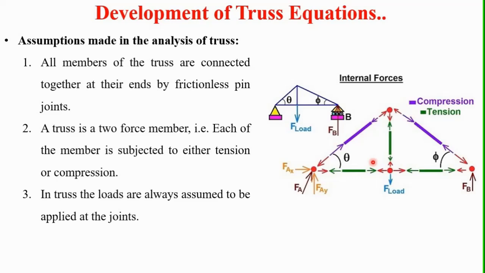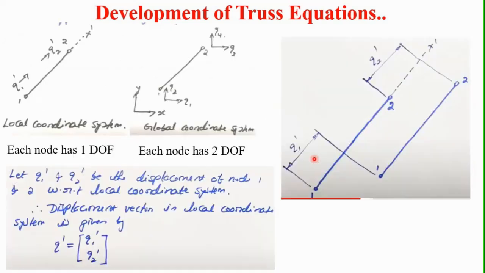The third assumption is that in a truss the loads are always assumed to be applied at the joints. All the loads are assumed to be applied at the joints only, at this point or at this point or at this point. These are the nodes, the joints. Therefore all these forces will be applied at the joints only. Here is a fixed support, a roller support, and load F is applied at this joint. These are the few assumptions that we have to make while analyzing these truss members.